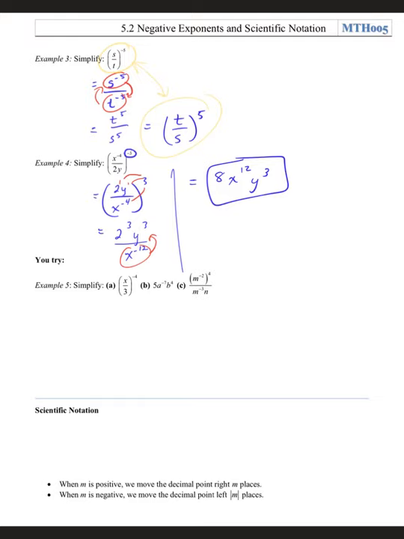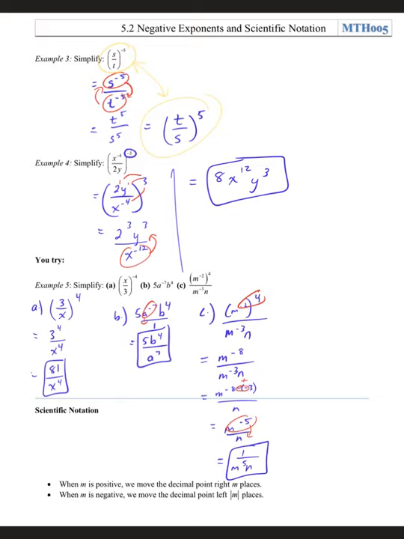Either way works fine. What I want you to do now is pause the video and try out these 3 problems here. And then restart it and see how you did. Okay, problem A, we get 81 over x to the fourth. Problem B, we get 5b to the fourth over a to the seventh. And then this last one here, you can follow my work, pause it if you need to, but in the end you get 1 over m to the fifth times n. Again, if you have any specific questions on these, please email me and reach out with where your question lies, and I can hopefully clarify it for you a little bit better.